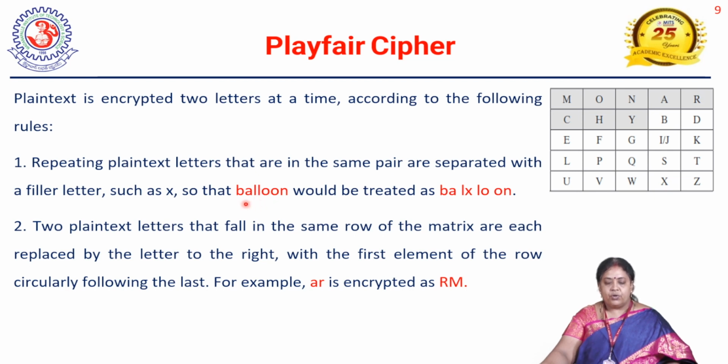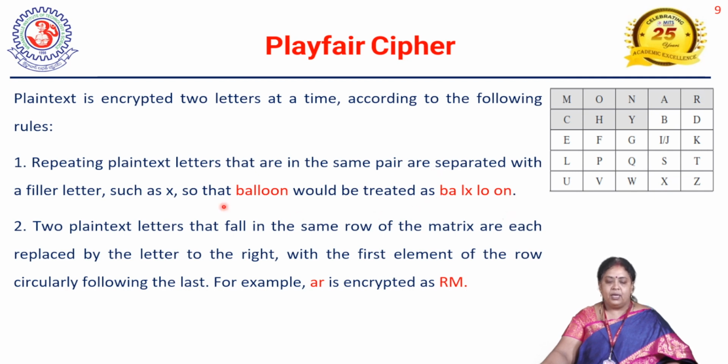Okay. So what we are going to say, BA is one pair, LL should not be one pair, because LL has the same letters. So we are going to put X in between. So LX is one pair, LO is another pair, ON is another pair. Like that we have to divide into pairs.